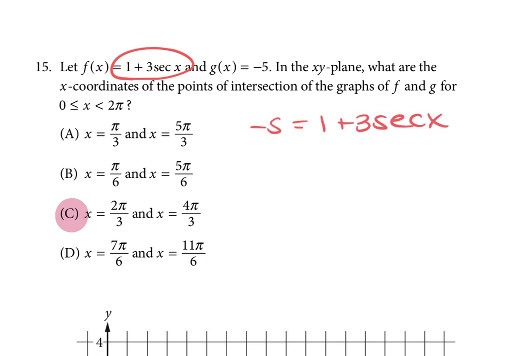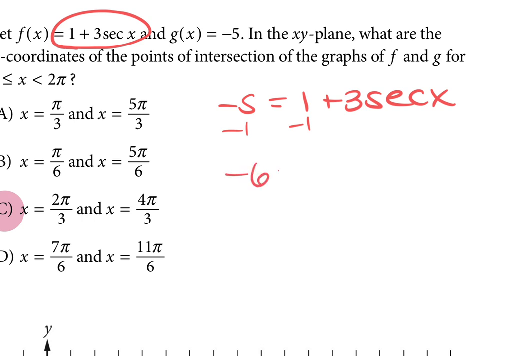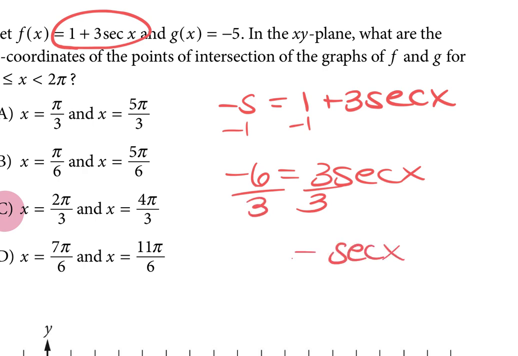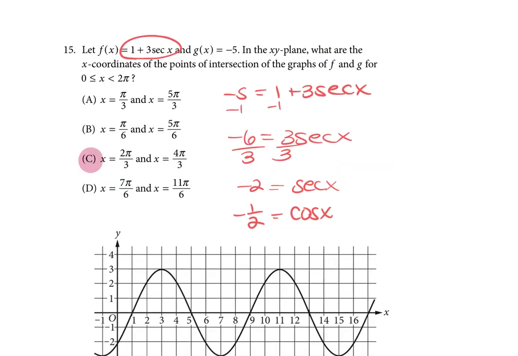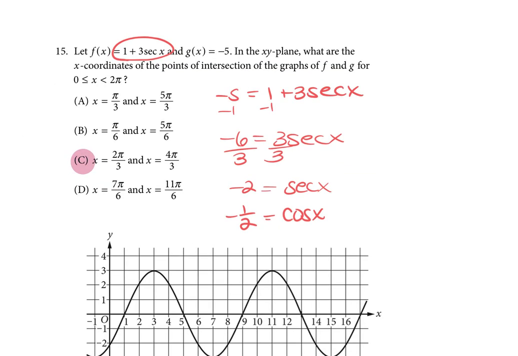1 plus 3 secant x. And then I would subtract the 1, negative 6 would equal 3 secant x, and then divide by 3. Not negative 3, 3. And secant of x equals negative 2. We probably don't have memorized our secant coordinate points, but you should your cosine, which is the reciprocal. And then knowing your unit circle, cosine is 1/2 at the pi over 3's, and where it would be negative 1/2 is on the left-hand side of your graph, which is 2 pi over 3 and 4 pi over 3. So even though it's talking about the point of intersections on the graph, you could just solve it algebraically.